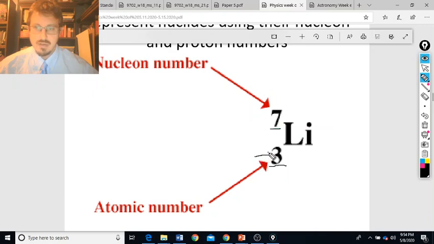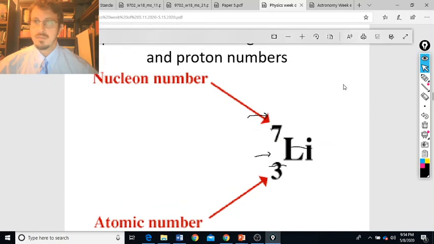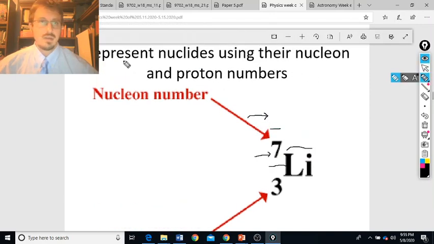This number right here, the bottom number, the number of protons, or the atomic number, identifies the chemical species. So anything with 3 protons is lithium. And if there's 4 neutrons in there with those 3 positive charges, then it has a nucleon number of 7, right? And so that's the number of neutrons plus the number of protons. And all that information together is what we call a nuclide symbol, right? So represent nuclides using their nucleon and proton numbers. That's the idea there.